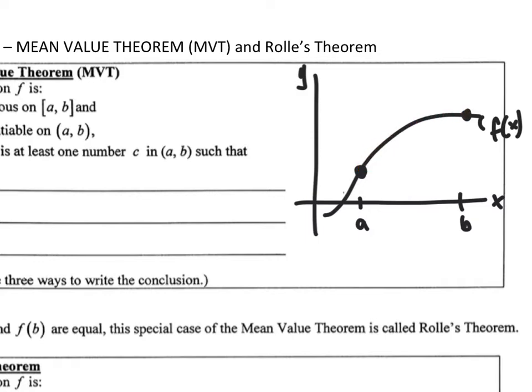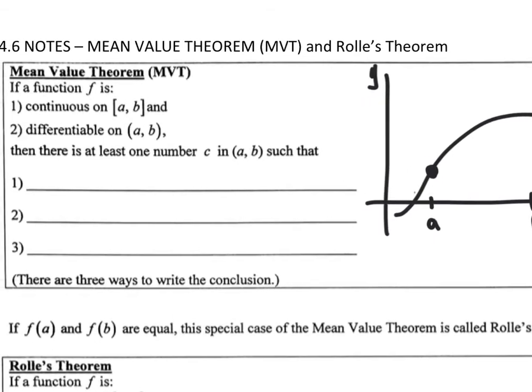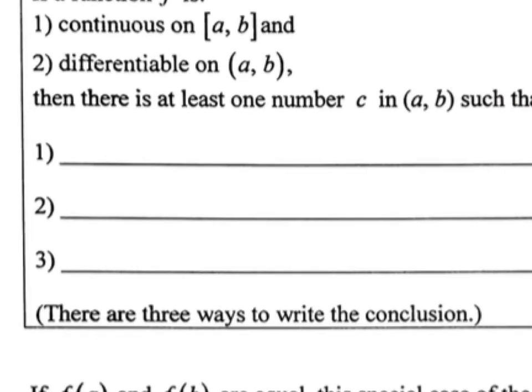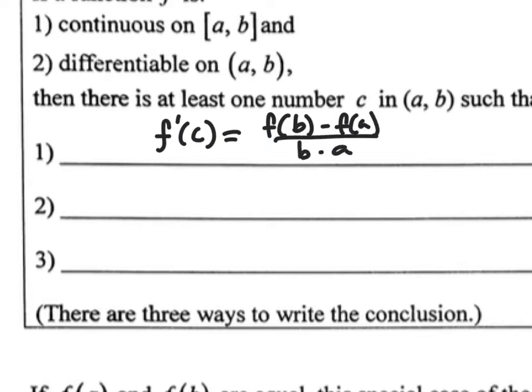But what the theorem then states is that if those conditions are met, if we are continuous on the closed interval and we are differentiable, then there is at least one number c in the open interval from a to b such that f prime of c, the derivative at some value c, is equal to the average rate of change between a and b. So that's f of b minus f of a all over b minus a.